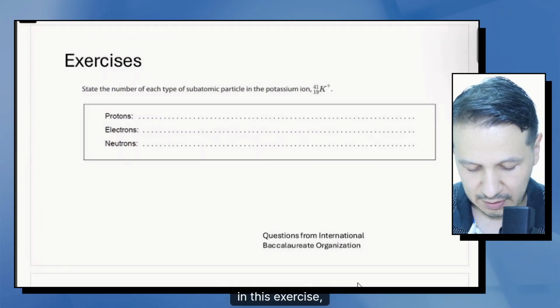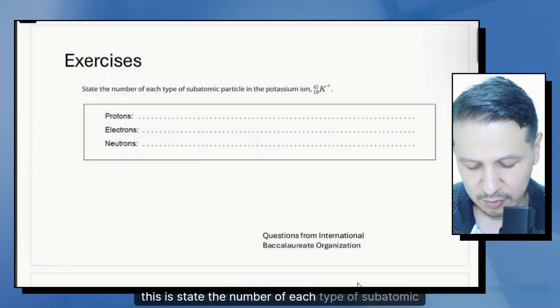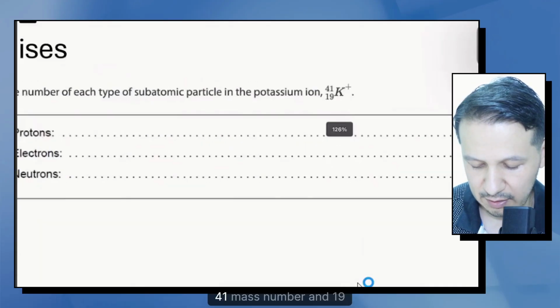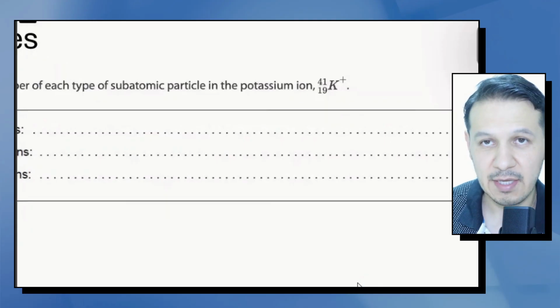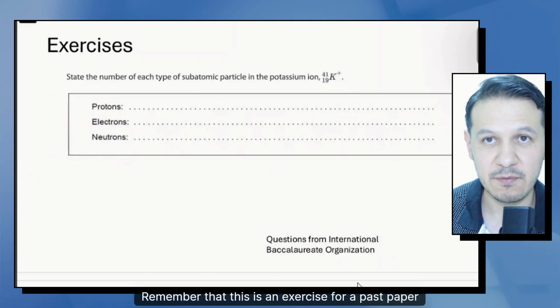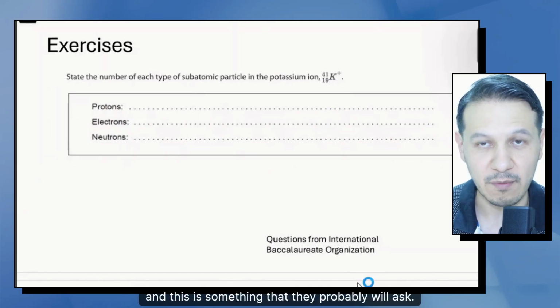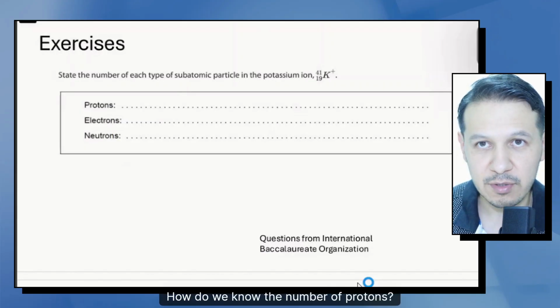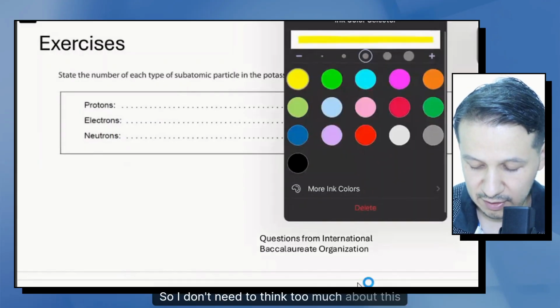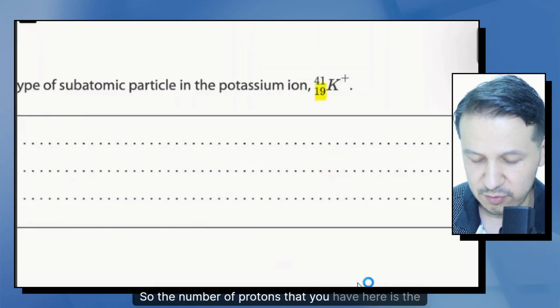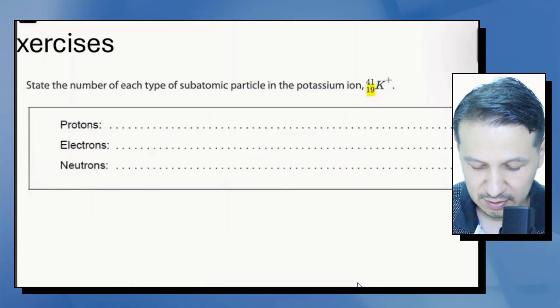Now, in this exercise, we need to state the number of each type of subatomic particle in the potassium ion, with mass number 41 and atomic number 19, but it has a positive 1 charge. Remember that this is an exercise from a past paper, and this is something that they probably will ask. Now, number of protons. How do we know the number of protons? I don't need to think too much about this because the number of protons will not change. So the number of protons that you have here is the number of protons that you need to put here, 19.